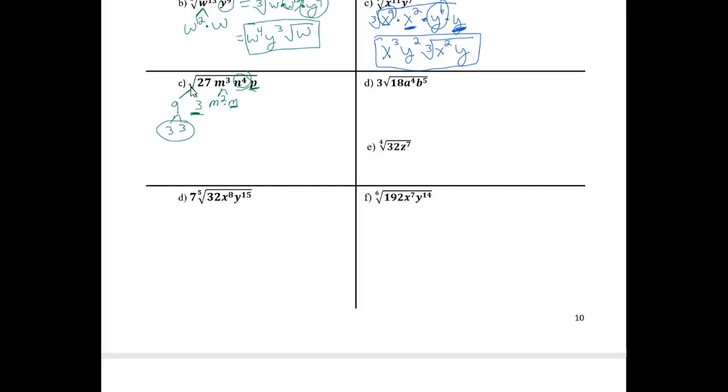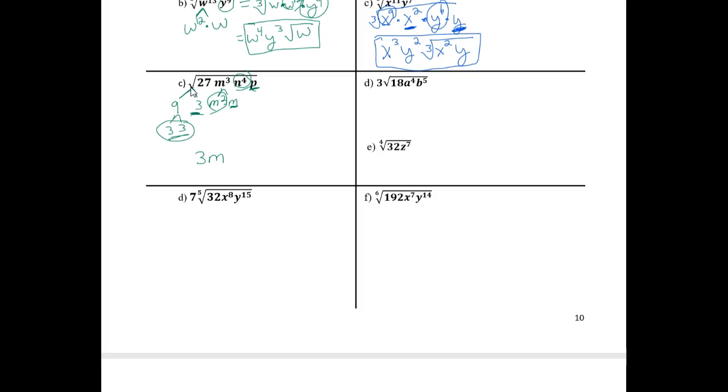Those terms that do not have a buddy, that are not perfect squares, will have to stay underneath the radical. So let's start with coefficients. The square root of 3 squared would just be 3. So from here, we have this m squared. The square root of m squared is m, assuming that m is a non-negative real number. Then the other m stays underneath.